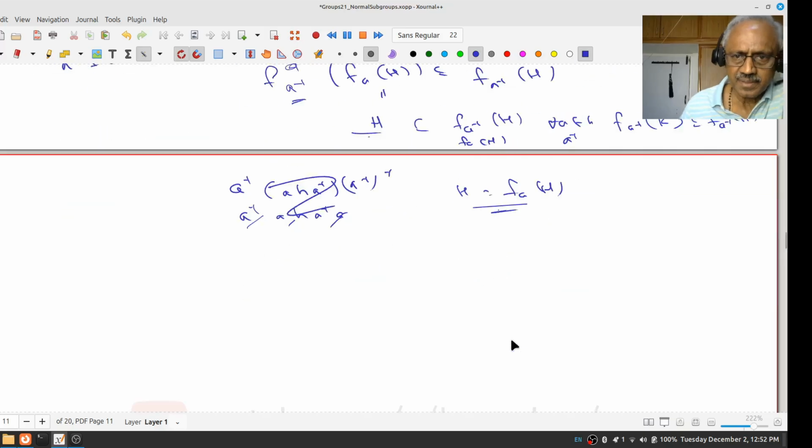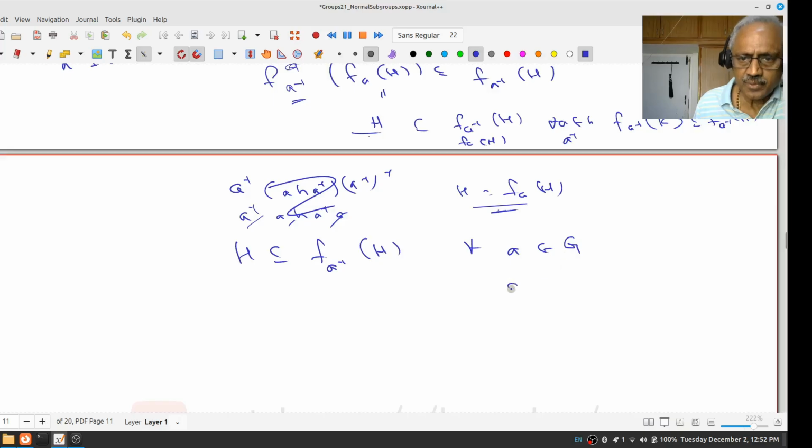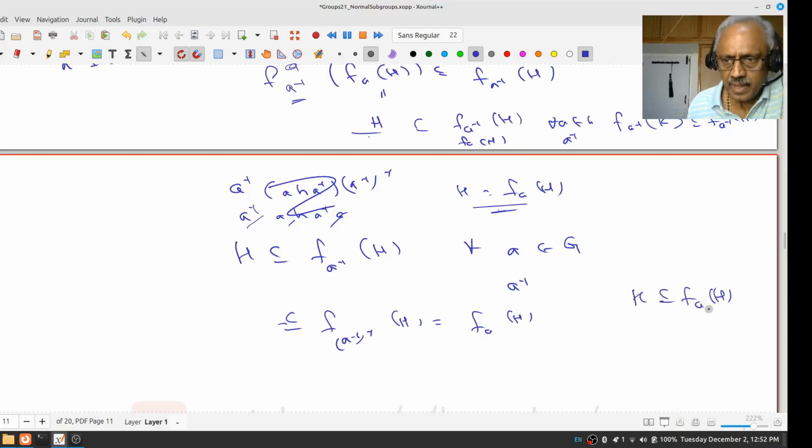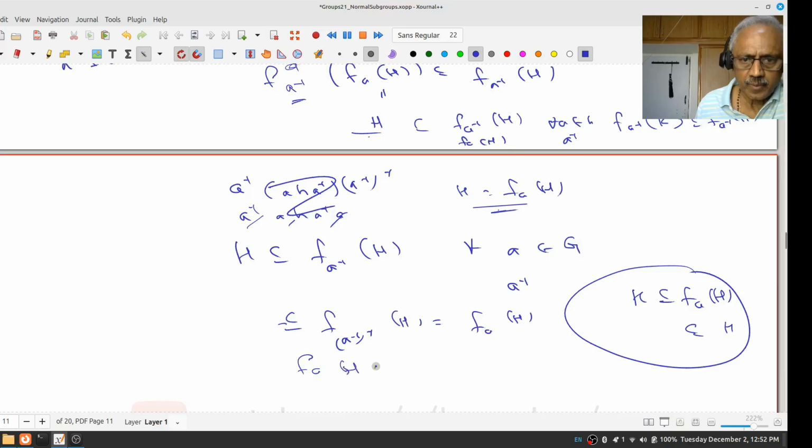You understand this? I proved H is contained in f_a inverse of H for all a in G. Therefore, if I take a inverse, it's contained in f_a inverse inverse of H. But that is f_a of H. So we have proved H is contained in f_a of H and f_a of H is contained in H. Therefore, equality. Okay. So the subgroup H is normal if and only if under every conjugation map it remains stable. Okay, it's not moved out.